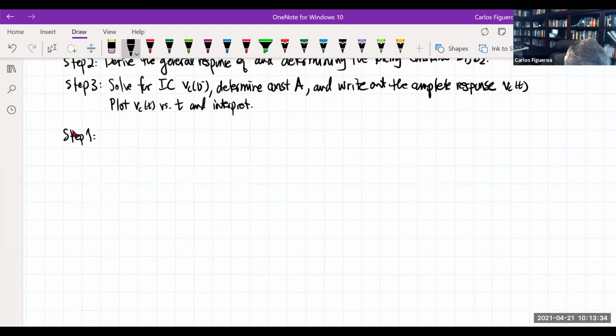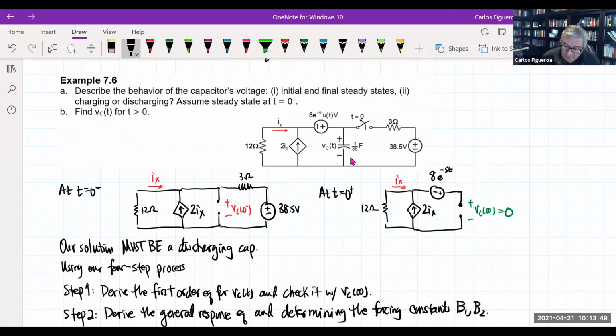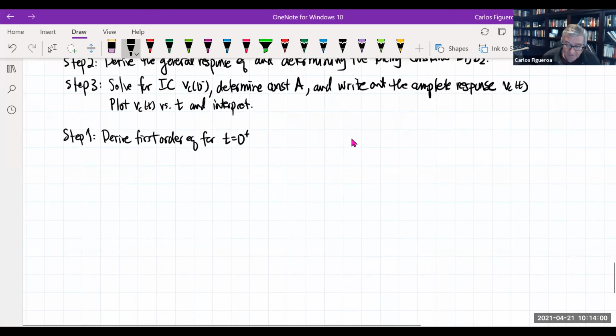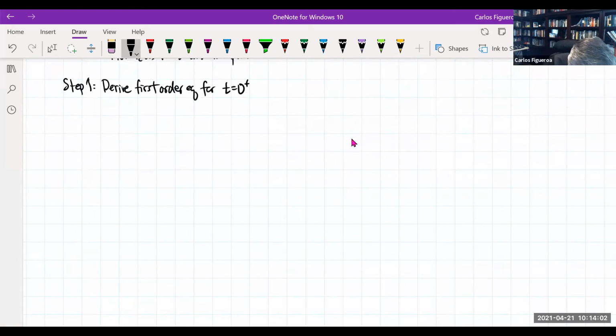what I'm going to do here is derive a first order equation for t equals 0 plus, right? So let's go look at the circuit. What I'm seeing here for t equals 0 plus is that there is no 38.5 volt source. So I only have the circuit right in here. So let's go write that out. If I write that out, it's got to look like this.